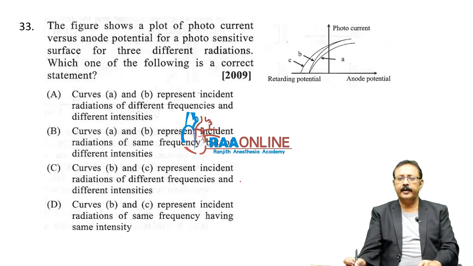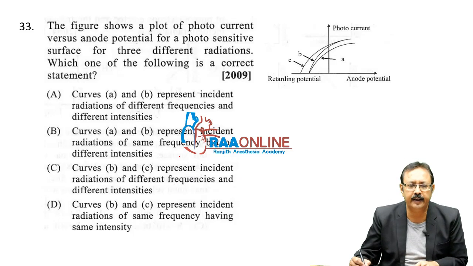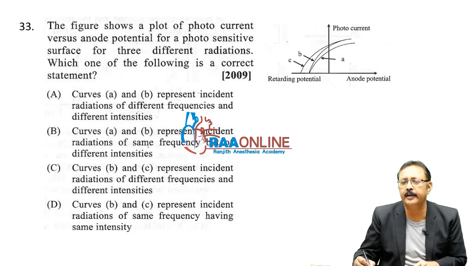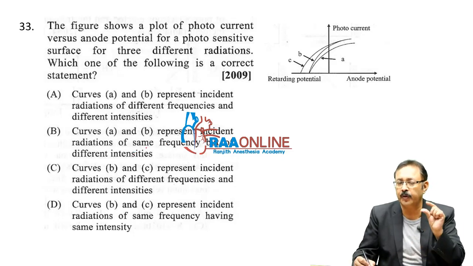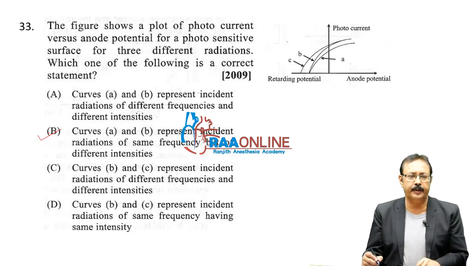For curves A and B, kinetic energy depends upon frequency. So we can say curves A and B represent incident radiation of the same frequency but of different intensities, because photocurrent is different, meaning intensities are different. So we will go with option B, 33 is B.